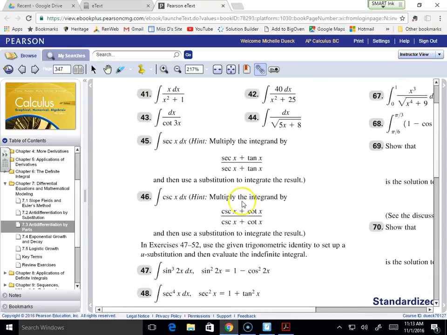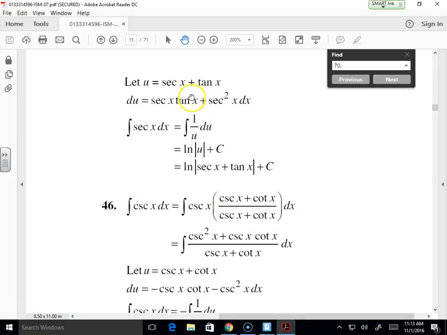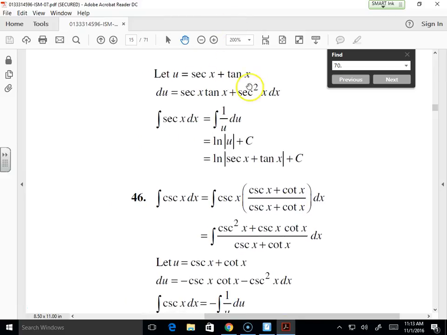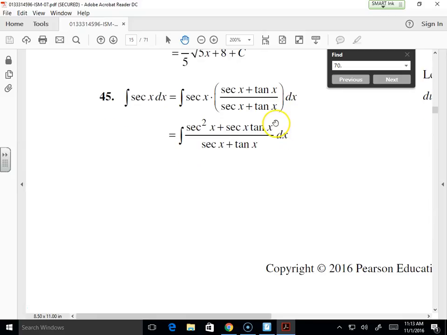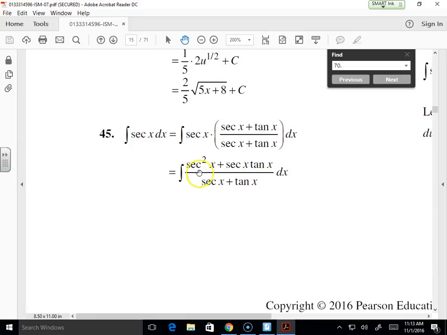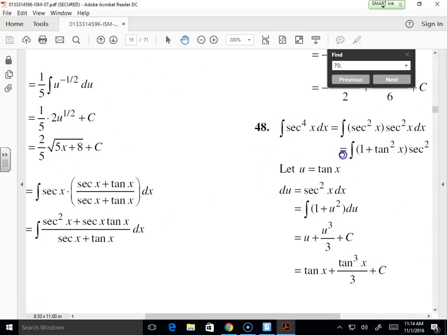They told you what to do. They were basically showing you where the solution comes from. So when you multiply, then you can go ahead and let u equal the top part, and then the du is going to work out with what you have. I think it ends up being 1 over u, right? Yeah, it does. So let u be the denominator, and then when you find the derivative, you end up with the secant squared x plus secant tangent.